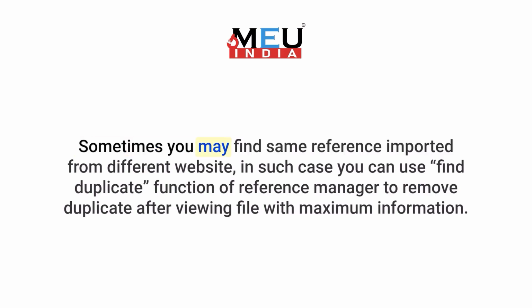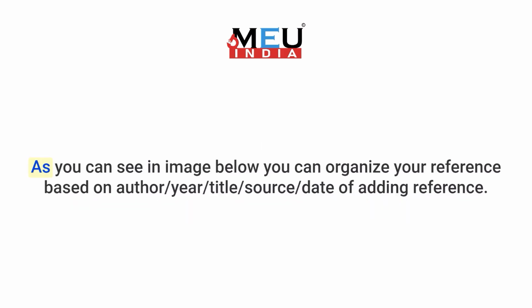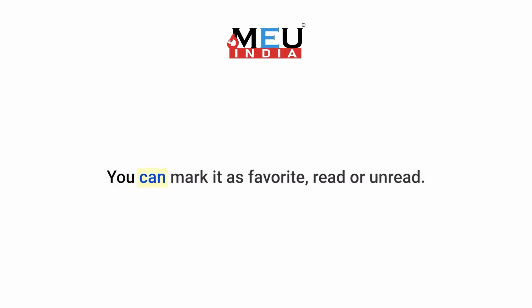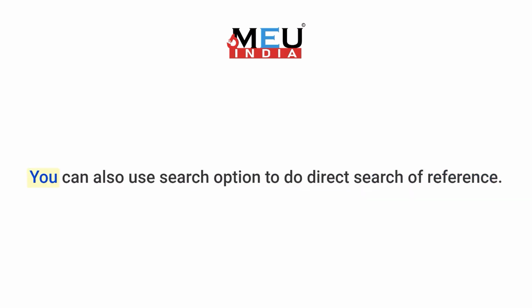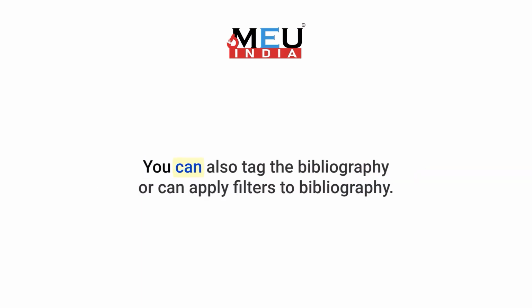Sometimes you may find the same reference imported from different websites. In such a case, you can use the find duplicate function of the reference manager to remove duplicates after viewing the file with maximum information. As you can see in the image below, you can organize your references based on author, year, title, source, date of adding reference. You can mark it as favorite, read, or unread. Similarly, you can find it in all references, recently added, recently read, your own publications, and favorite references. You can also use the search option to do a direct search of references. You can also tag the bibliography or apply filters to the bibliography.